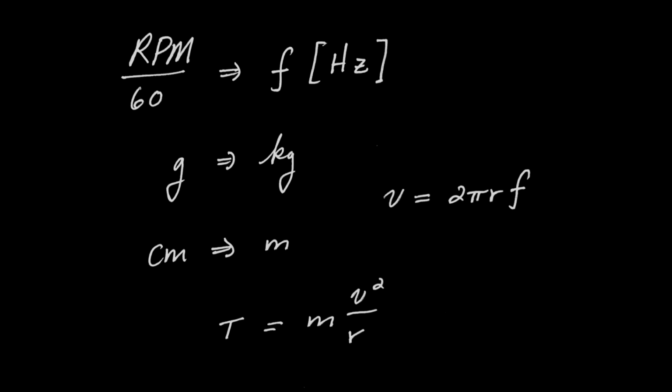Anyway, it's easy to calculate the speed using the equation 2 pi r times the frequency. And then I want to calculate how much tension is in the string. Well, the tension is the only force that is responsible for creating the circular motion in this case. So calculating the tension is as easy as doing mv squared over r, the centripetal force.